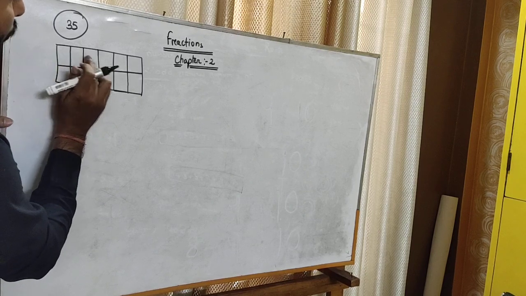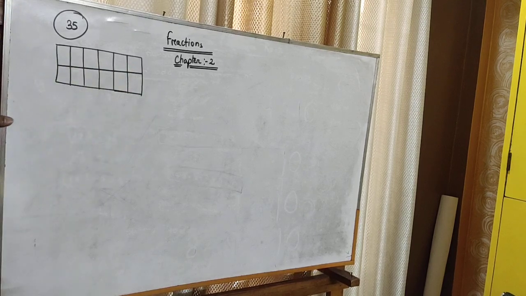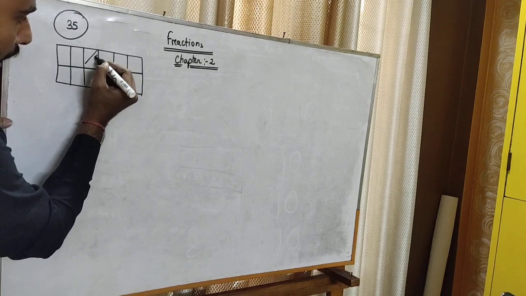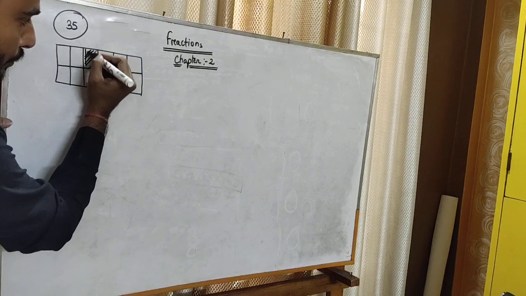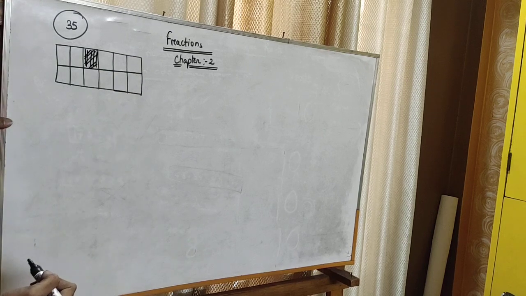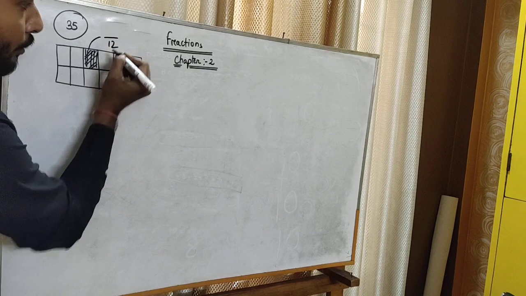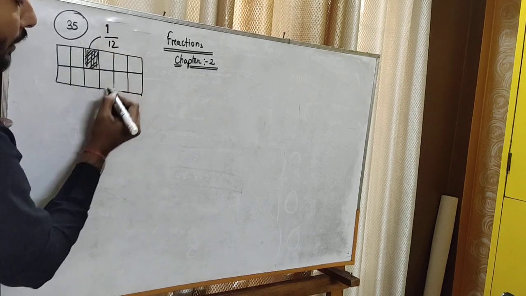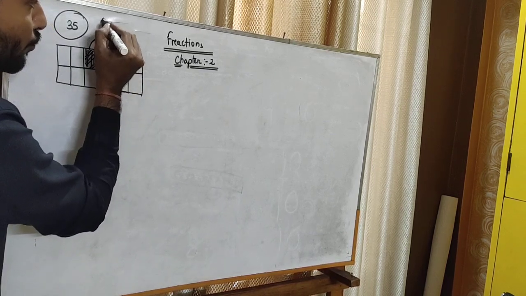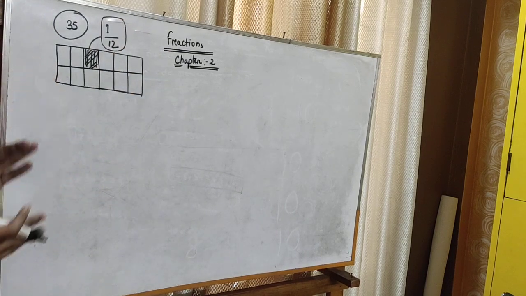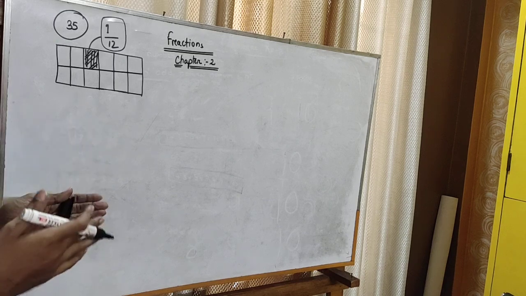How many parts are there? 1, 2, 3, 4, 5, 6, 6 and 6, 12. So I decided to give 12 of you some share of the chocolate. Suppose I gave this share to someone. Out of all the 12 parts, I gave you one part. So this 1 by 12 is a fraction. It is not a whole number, it is a part of a whole.